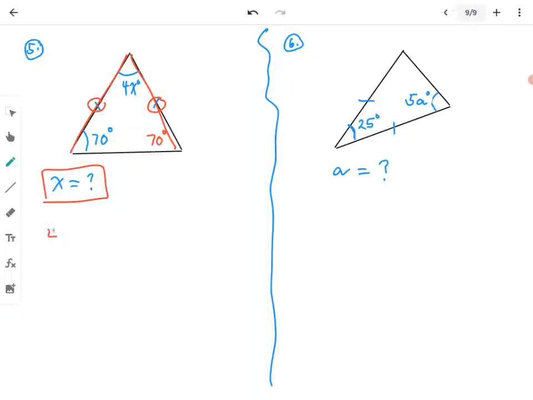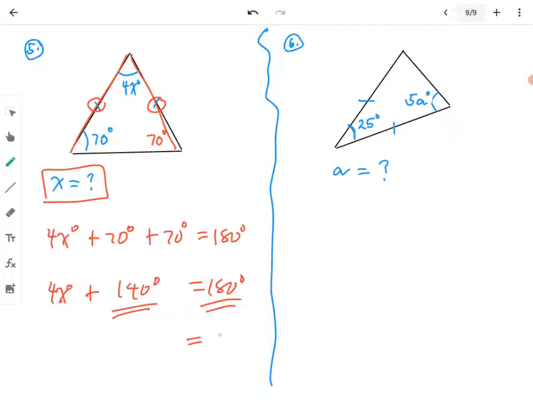So we say 4x plus 70 degrees plus another 70 degrees is just 180. It's the same as the angle sum of a triangle. It's just that we consider the equal angles with respect to the equal sides. So we add: 4x degrees plus 140 degrees equals 180. If we subtract 140 from both sides, this will become 40 degrees. Therefore, if we divide both sides by 4, x will become 10. Therefore, x is 10.